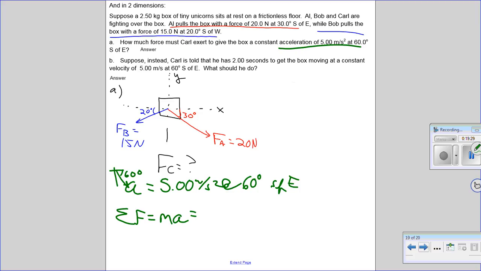First of all, these values that I've been talking about are vectors. This force is a vector, it has direction. This force is a vector, it has direction. This acceleration is a vector, it has direction.